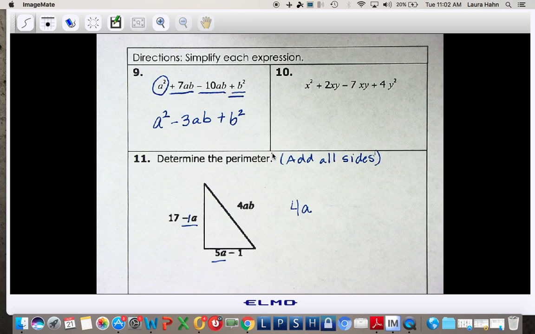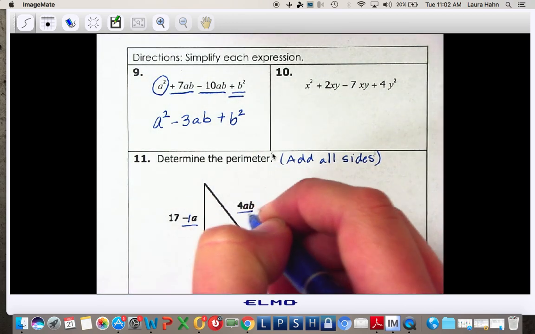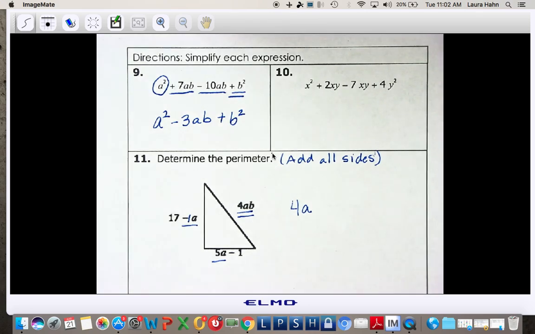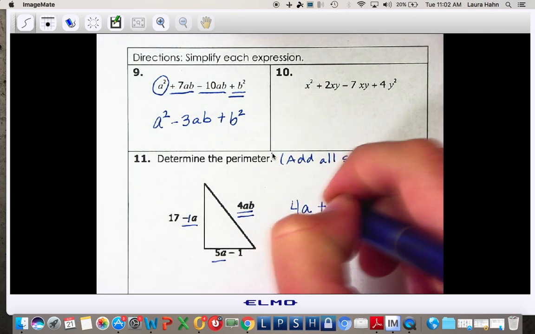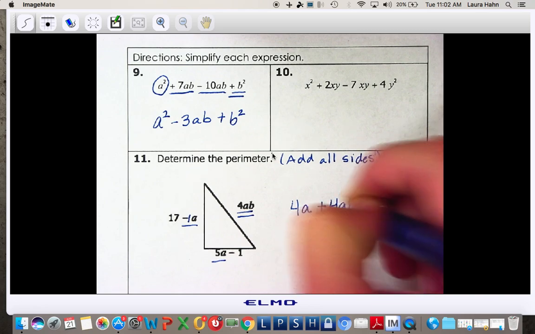Okay, then we have AB's. So now I'm going to look around and find any other AB's. So I look on this side, I don't see any. And I look on this side, I don't see any. So these are the only AB's we have. So I'm going to go ahead and drag that over here. And it's a positive, so I'm going to put plus 4A.